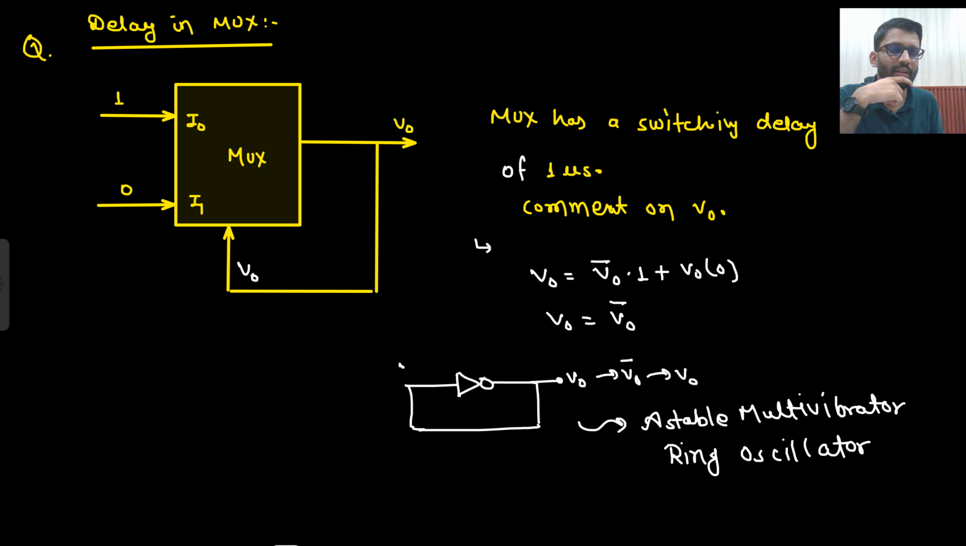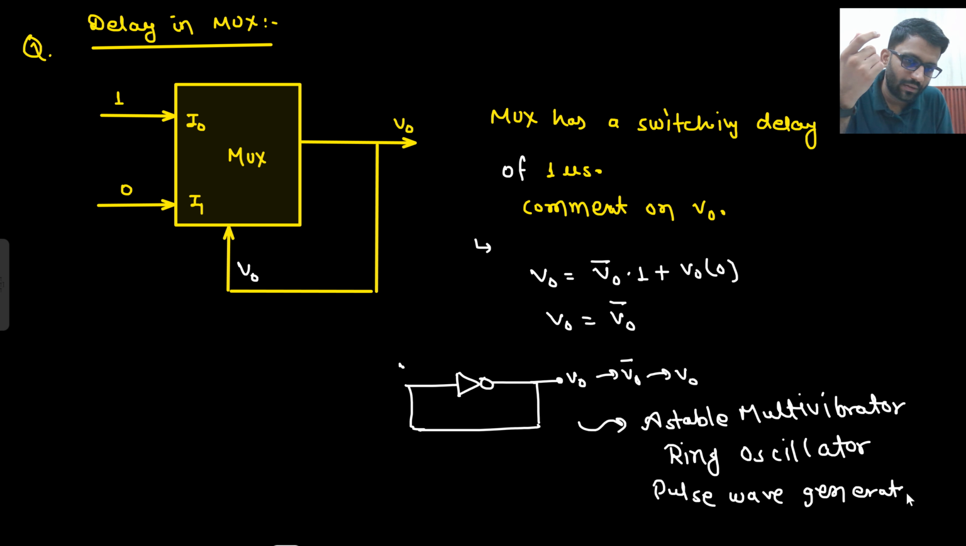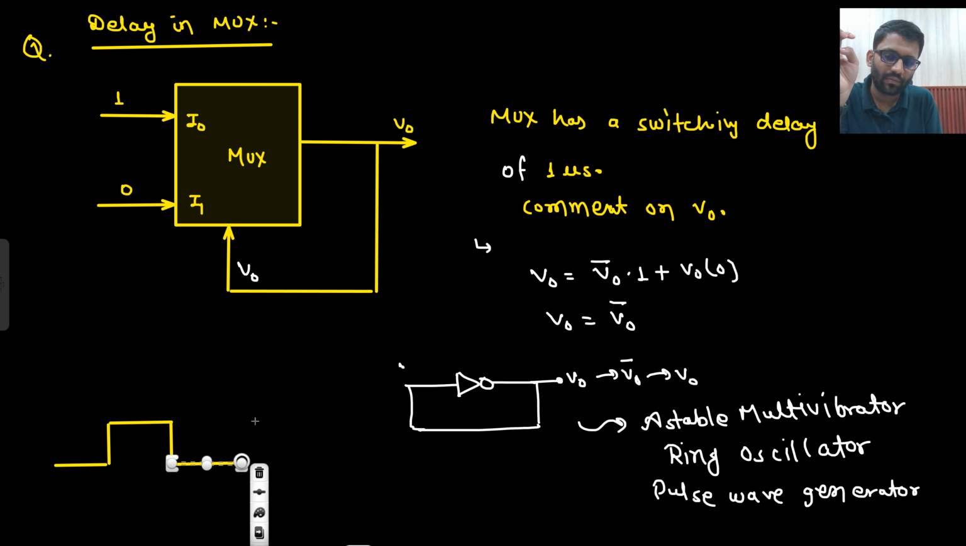What else can you call it? You can also call it a pulse wave generator. So the initial value of V naught, I don't know. Let's just say the initial value of V naught was 0. So the next value would be 1. Next value would be 0. Next value would be 1, 0. So this is a pulse wave generator.